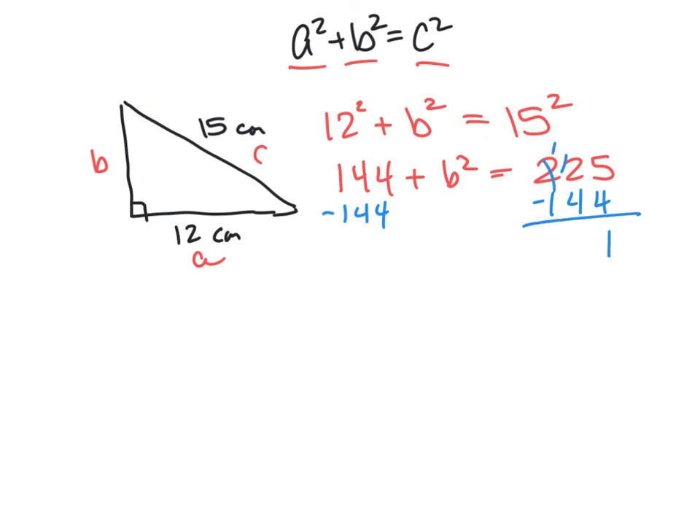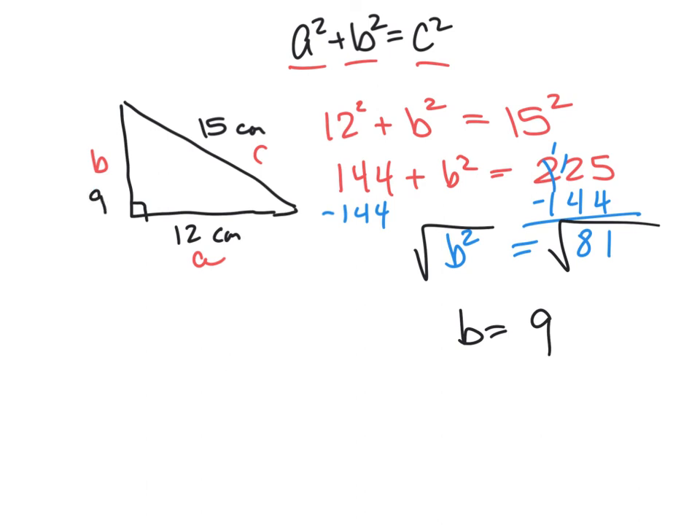And I'm going to get 81 equals b squared. And now I need the inverse operation to isolate the variable b. He's being squared. The inverse operation of squared is a square root. That will give me b, and I need the square root of 81. You might know that one in your head just fine. 9. The length of b is 9.